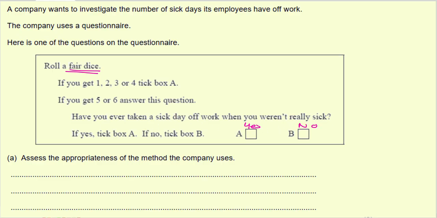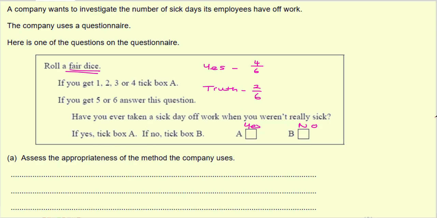It's hard when it's like a double look, isn't it, that you have to do both. So we'll write it like that. So 1, 2, 3 or 4, you have to say yes. Okay, 1, 2, 3 or 4. So that means 4/6 of people have to say yes. If you get a 5 or 6, the truth is 2/6 can say the truth.